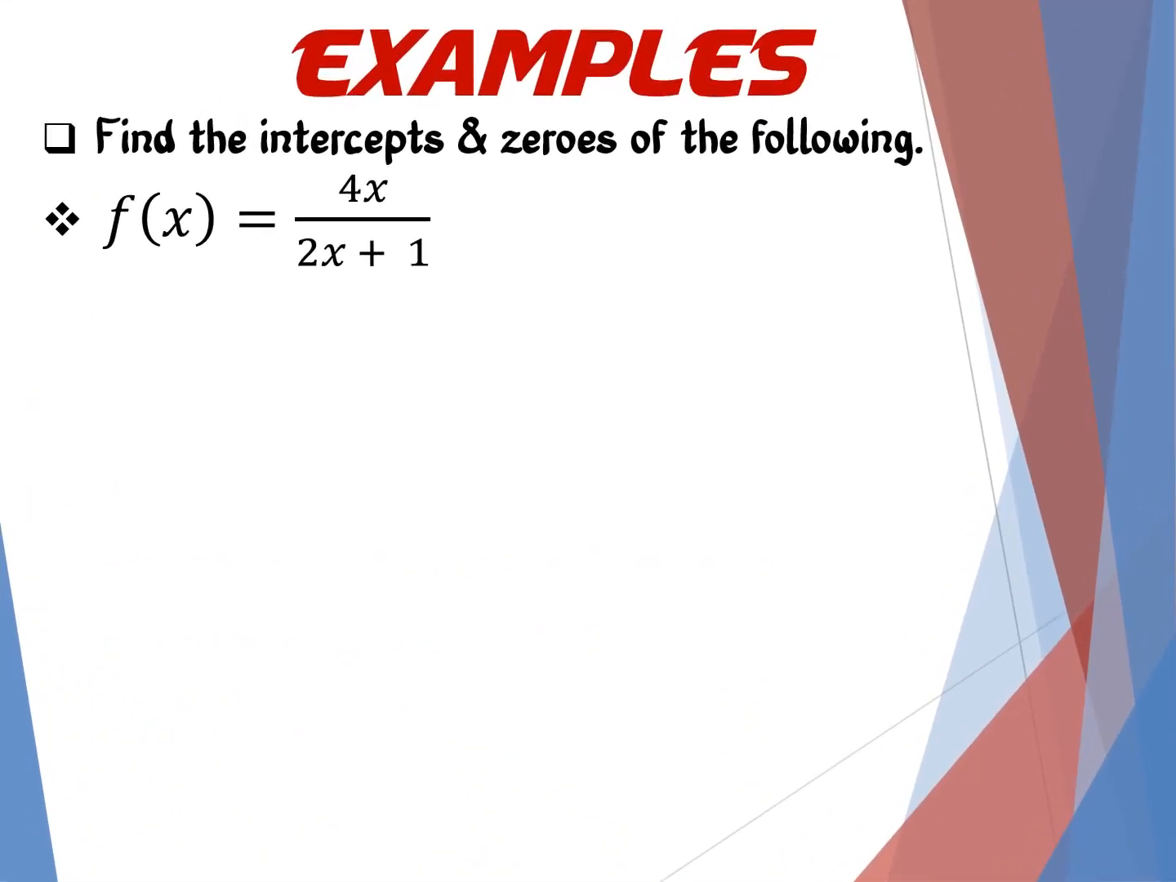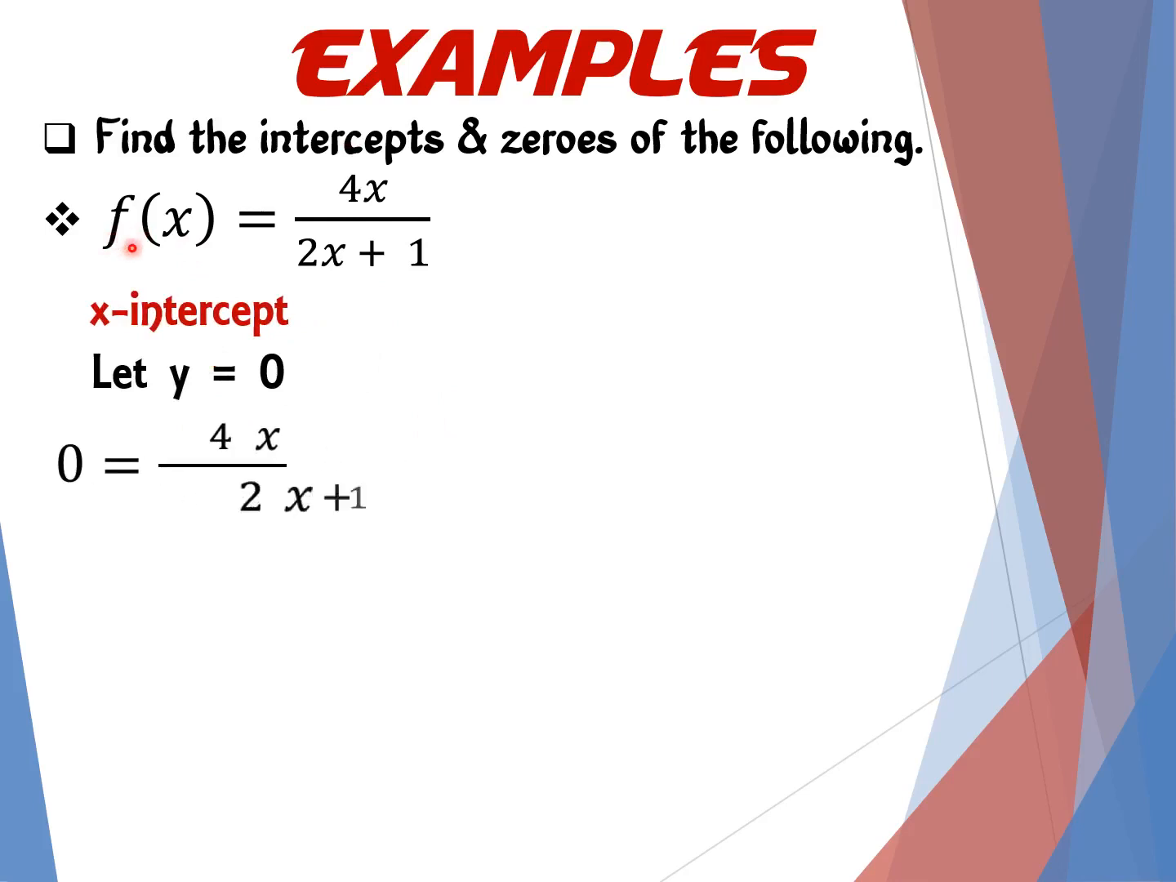Okay, let's have here an example. Find the intercepts and zeros of the function f of x is equal to 4x divided by 2x plus 1. So first we find the intercepts. To find the x-intercept, we simply let the value of y equal to 0. So f of x is also equal to y.